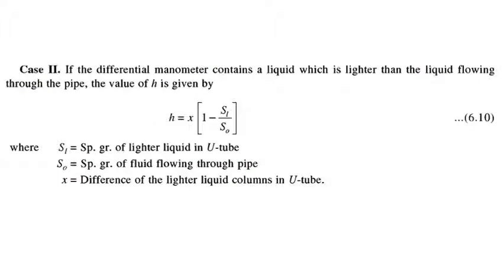In case 2, the manometer has the lighter liquid and the pipe has the heavier liquid. So the equation becomes x into (1 minus SL by S0), where SL is the specific gravity of the lighter liquid, S0 is the specific gravity of the heavier liquid in the pipe, and x is the difference of the liquid in the U-tube.